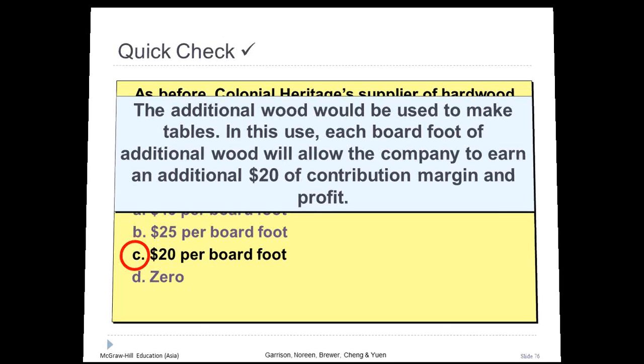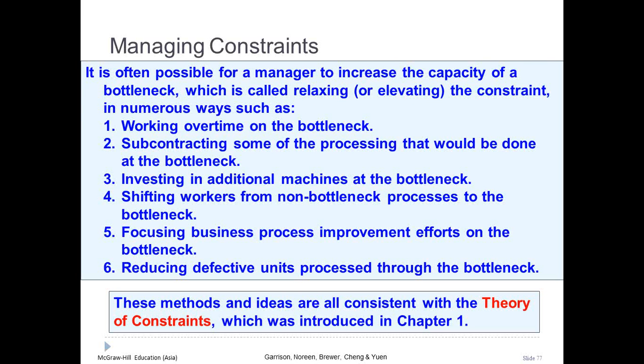It's often possible for a manager to increase the capacity of a bottleneck, which is called relaxing or elevating the constraint, in numerous ways, such as the following. Working overtime on the bottleneck, subcontracting some of the processing that would be done at the bottleneck, investing in additional machines at the bottleneck, shifting workers from non-bottleneck processes to the bottleneck, focusing business process improvement efforts on the bottleneck, reducing defective units processed through the bottleneck. These methods and ideas are all consistent with the theory of constraints, which was discussed earlier.